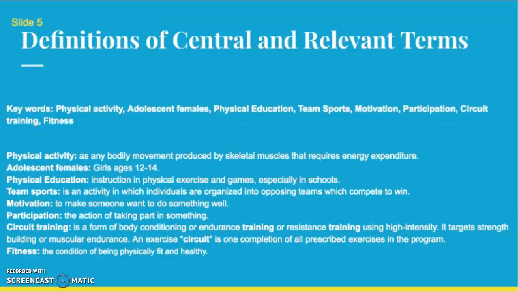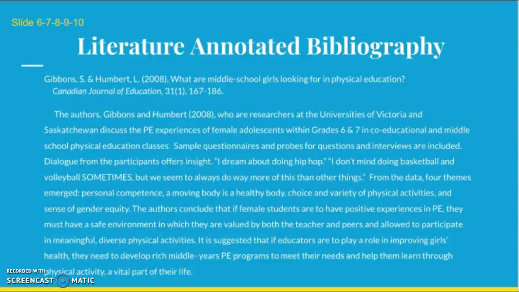Some relevant terms for the action research include physical activity, adolescent females, physical education, team sport, motivation, participation, circuit training, and fitness. I collected information from Gibbons and Huber. They studied what middle school girls were looking for in physical education. They determined that girls dream of doing hip hop and like to participate in some sports, but not all the time.